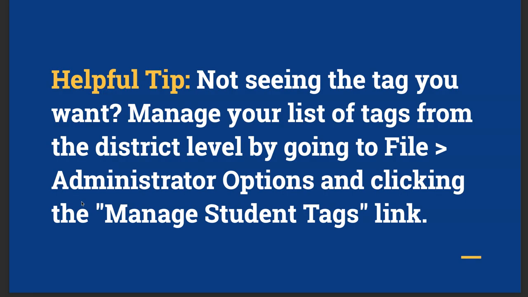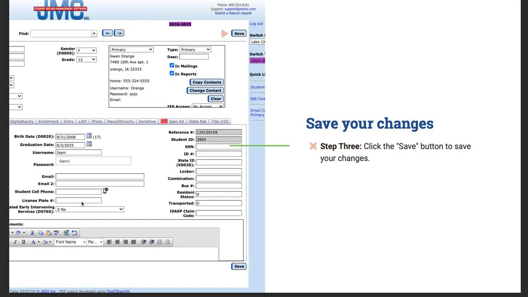Not seeing the tag you want? Manage your list of tags from the district level by going to File, Administrator Options, and clicking the Manage Student Tags link. Step 3, click the Save button to save your changes.